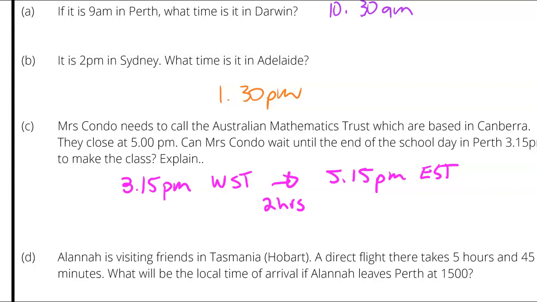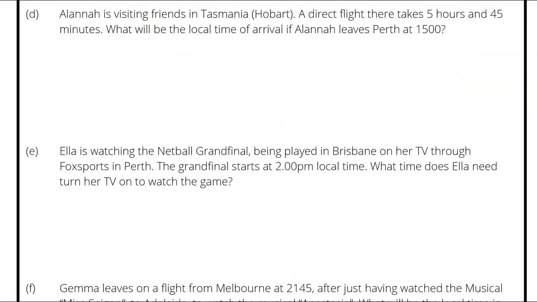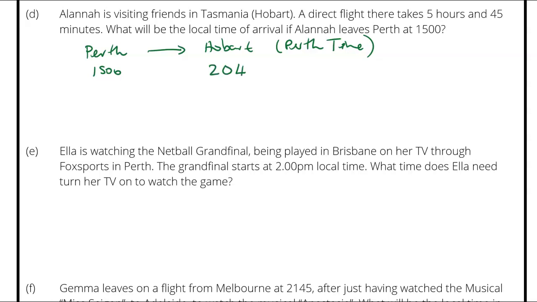All right, so Emily, I'll come and have a look. Across time zones, it is best to stick with one time zone, it just makes it a bit easier, and then revert back or change at the end. So if I look at this question, for example, Alana leaves Perth at 1500 hours, and she gets to Hobart 5 hours, 45 minutes later, in Perth time. Now, if we stick with Perth time to start with, 1500, 5 hours, 45 minutes later, it's going to be 2045.